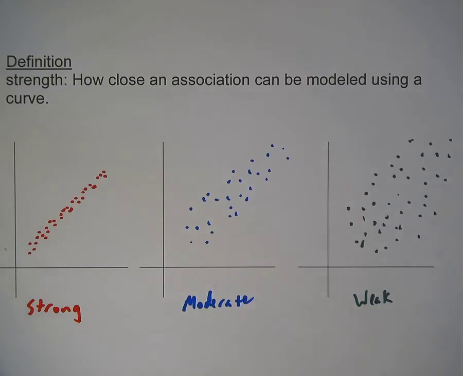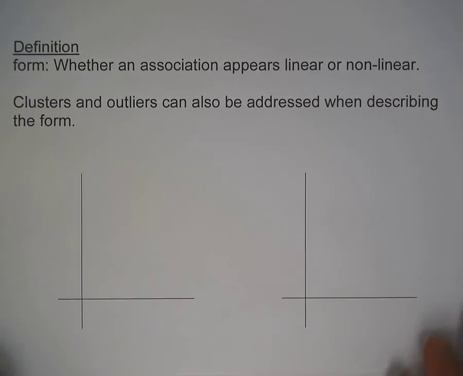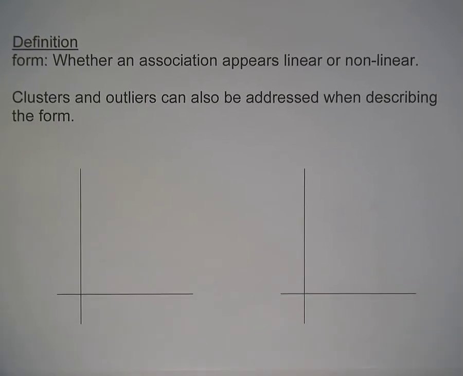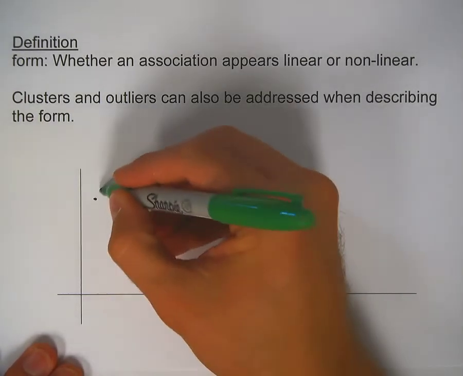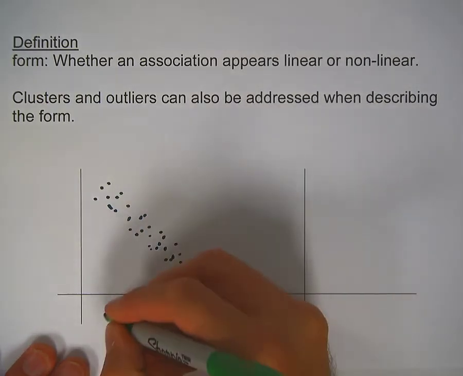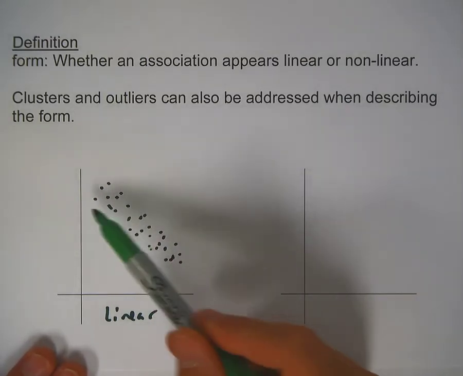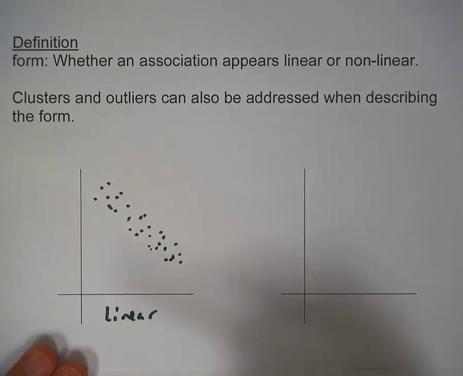That covers strength. So we've looked at direction and strength. And the last thing we usually want to comment on is form. Form is whether an association appears linear or nonlinear. Clusters and outliers can also be addressed when describing the form. Let's start with a linear association. Most of the ones I've shown so far have been pretty linear. Let's do a negative one. If the points cluster around a pretty straight line, we would say this is linear. So this would be a strong or moderate negative linear association.